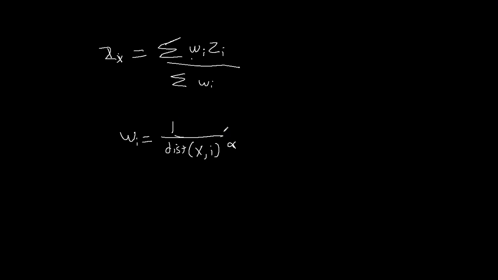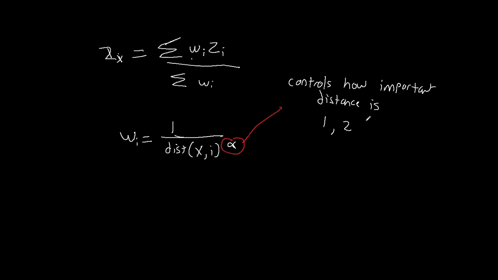So I want to take a second here to talk about alpha. What does alpha do? Alpha controls how important distance is. Let me repeat that. This alpha controls how important we want the distance to be. Typically, you'll see a 1 or a 2.